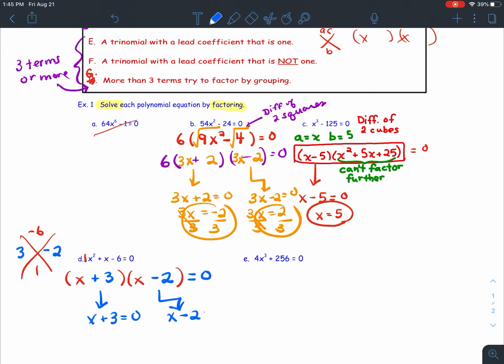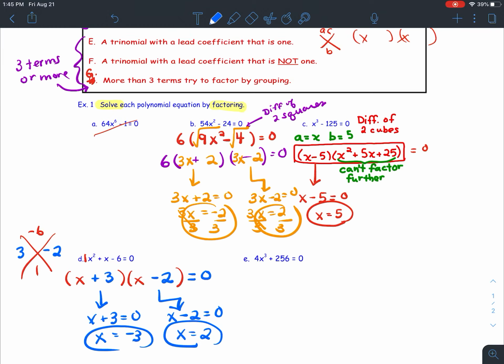Okay, and the whole reason, if you remember, that we are setting each of the factors equal to 0 is because we're saying we're multiplying 2 numbers together. X plus 3 represents a number, X minus 2 represents a number. We are multiplying these together. We're getting 0 as our answer. So one of these 2 numbers has to be 0, or they could both be 0. And so that's why we're setting each one equal to 0. Okay, answers are -3 and +2.